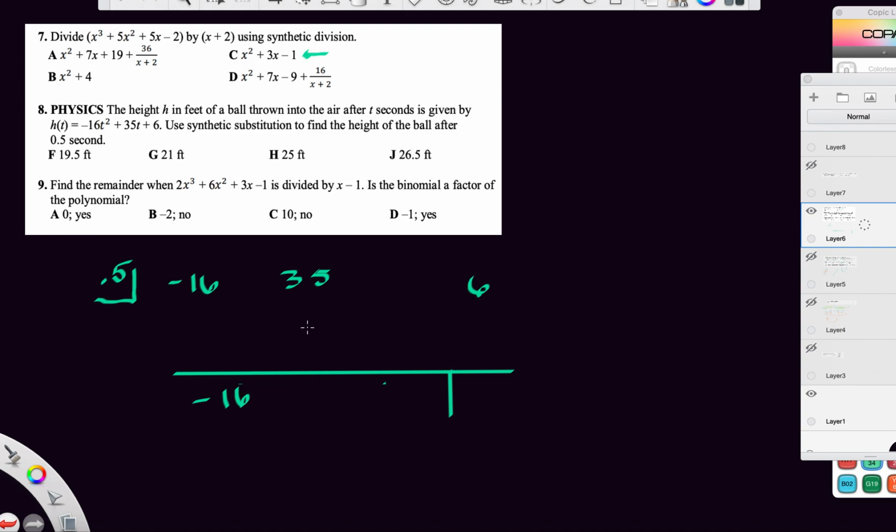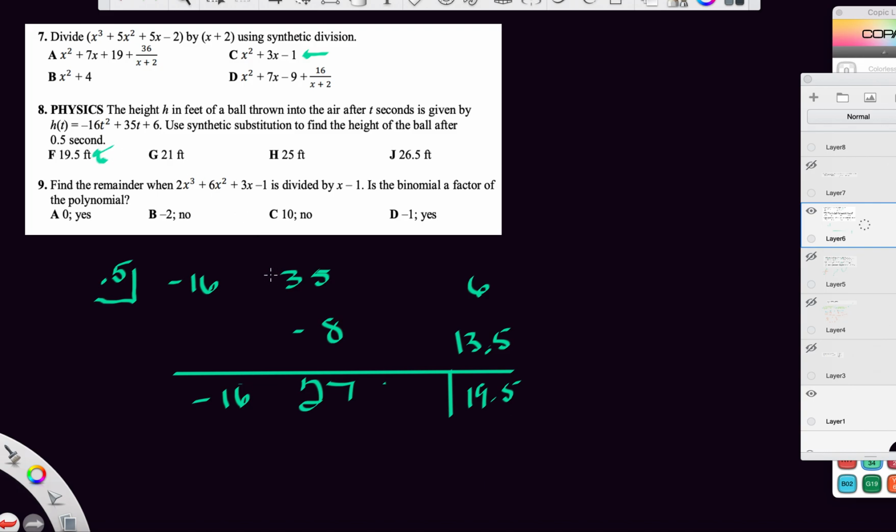Multiplied that by a half, which is negative 8. We came down with 20, I think it was 27. Then half of 27 was 13 and a half, if I'm not mistaken. And then 19 and a half is our remainder. Is 19 and a half one of our answers? Yeah, it's right there. It's letter A.